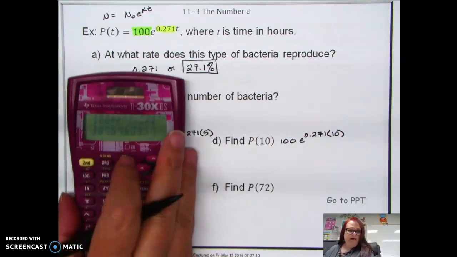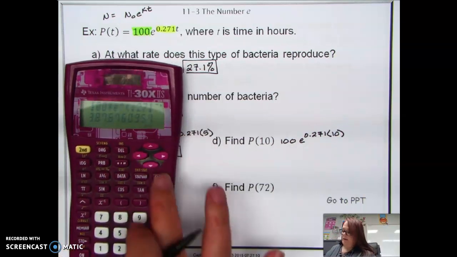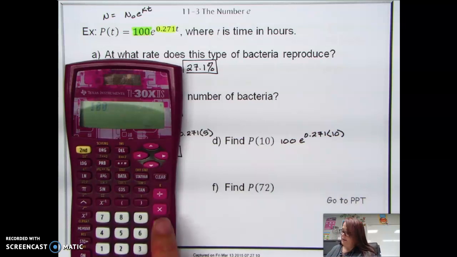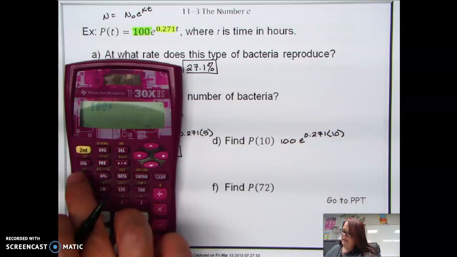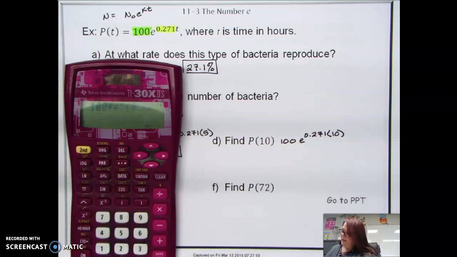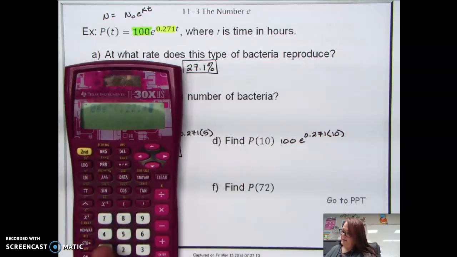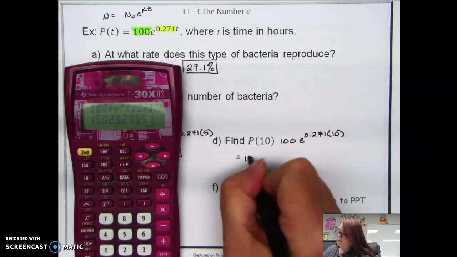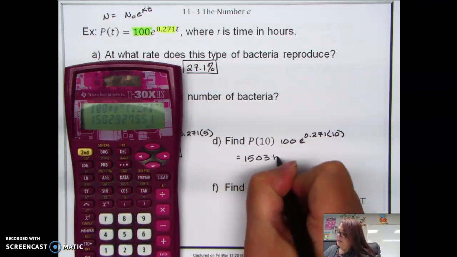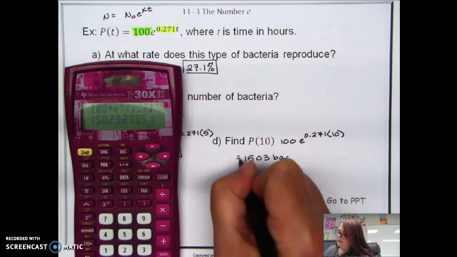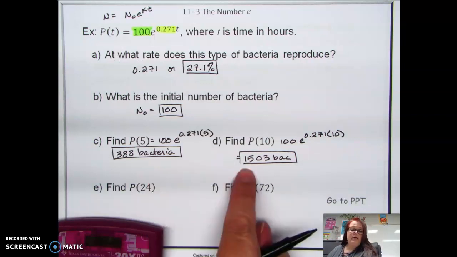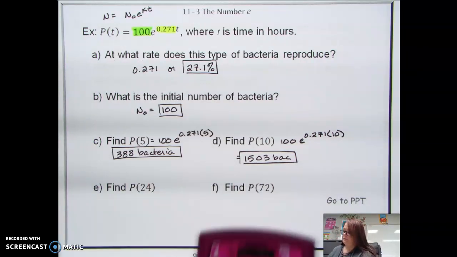And so when we plug that in, again, a lot of this is understanding the formula, and some of it is understanding your calculator. So 100 times second natural log, and then make sure there's a parenthesis in there, and we get 0.271 times 10. And we end up with 1,503 bacteria. So notice it's not twice as much for twice as many hours because it is an exponential function.